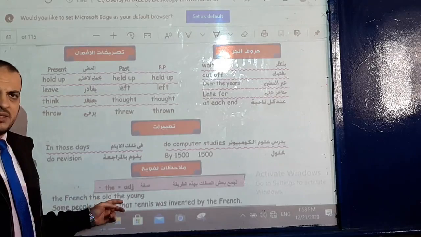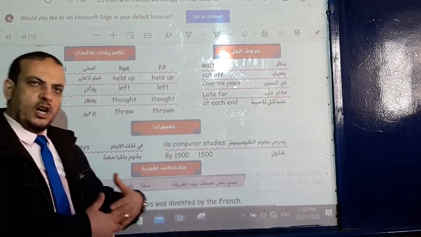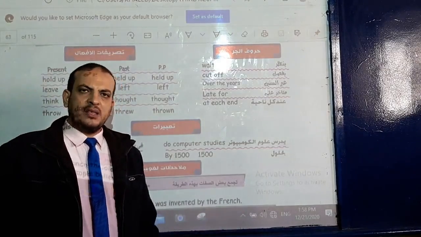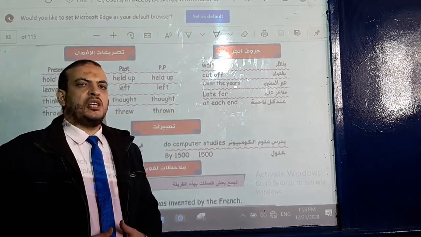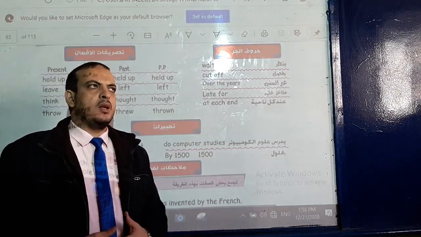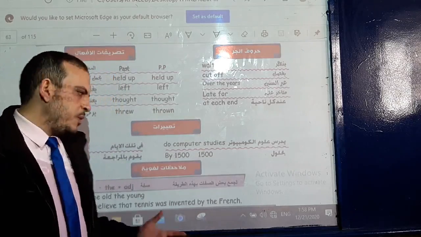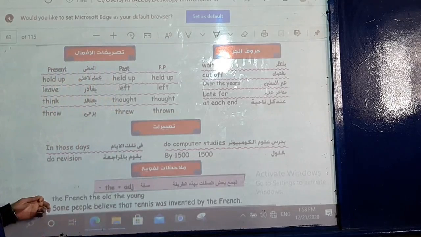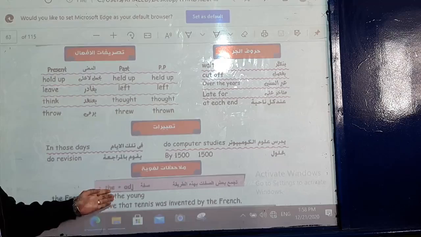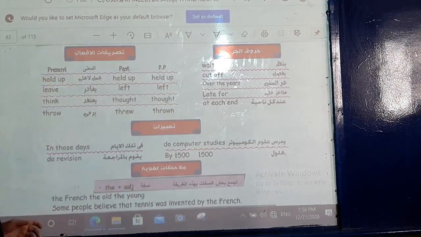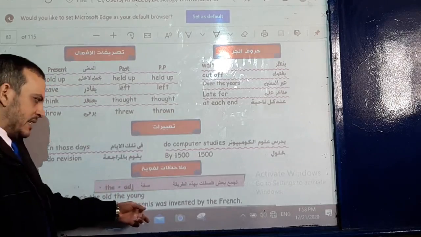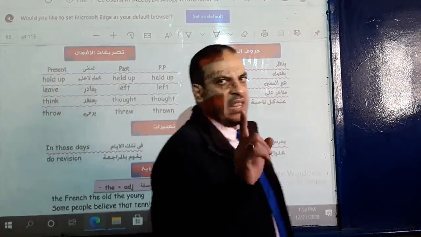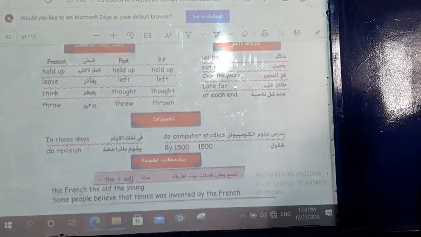The young means what? The word the young means young people. The old means old people. The Egyptian means Egyptian people. The rich means rich people. So if you want to speak about like this, you have to cancel what? The noun. Some people believe that tennis was invented by the French.